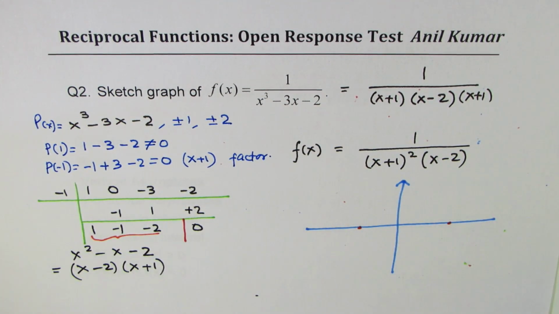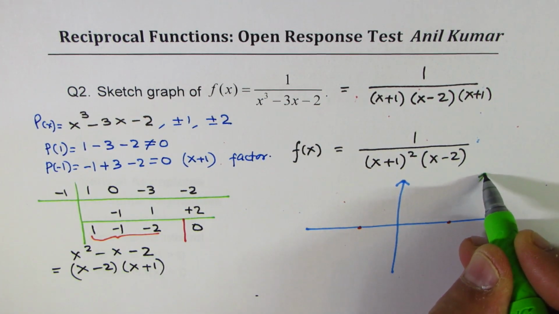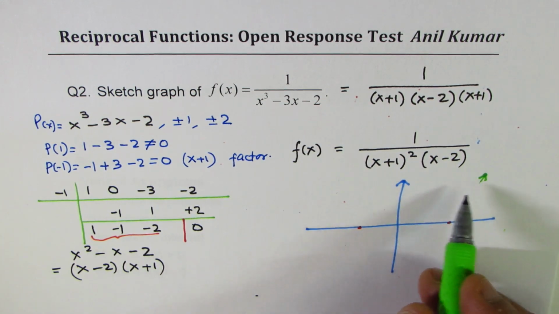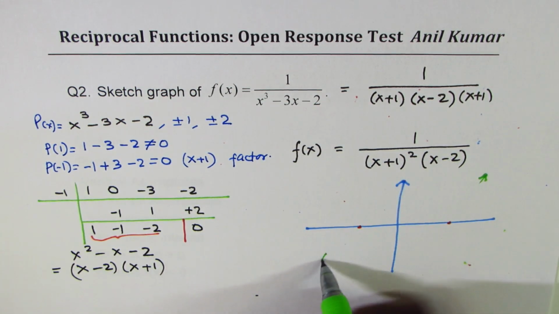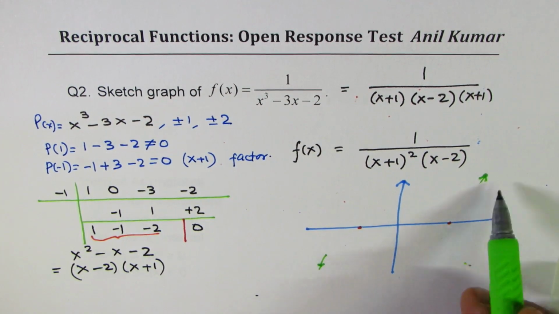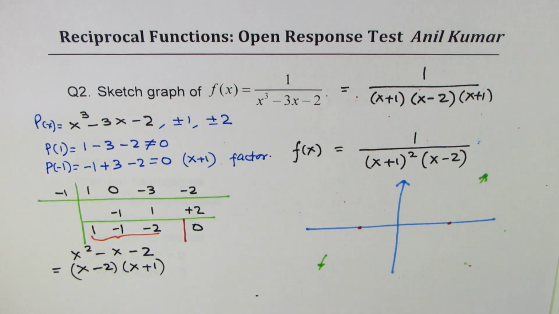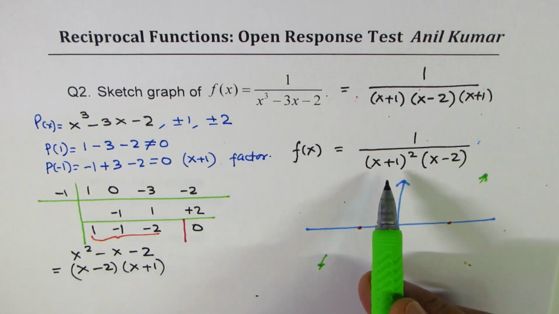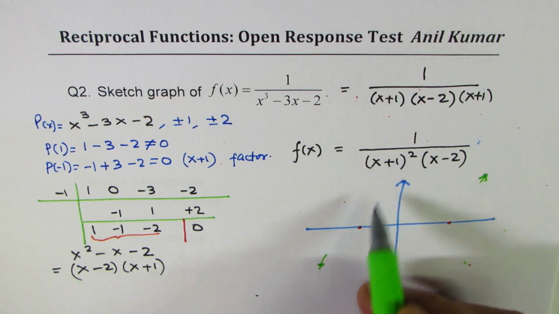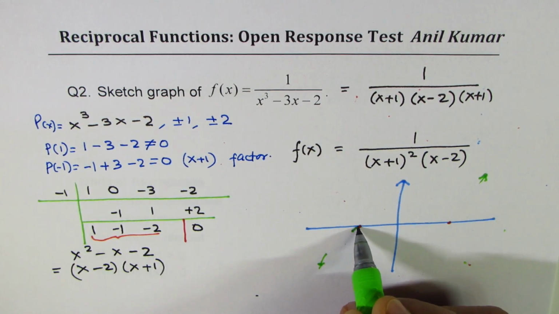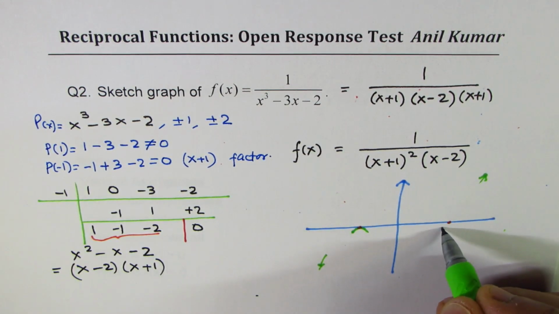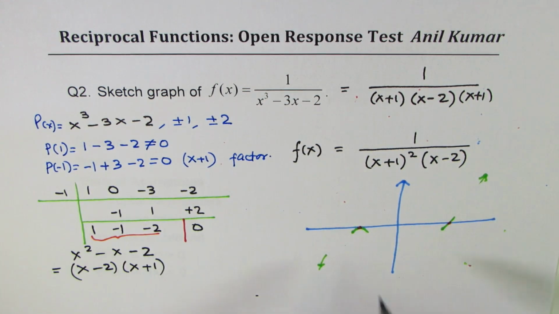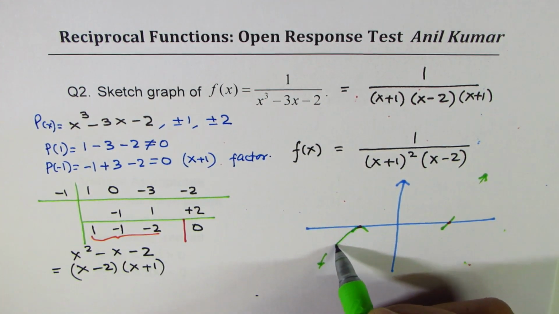So right side up, right? Let me sketch in green. The right side is up. Odd degree means opposite ends. So these are the properties of sketching polynomials. Now at minus 1, we have a double zero, so it has to turn back. Here we have a linear zero, it will cross. Joining these points, we get our graph, correct?